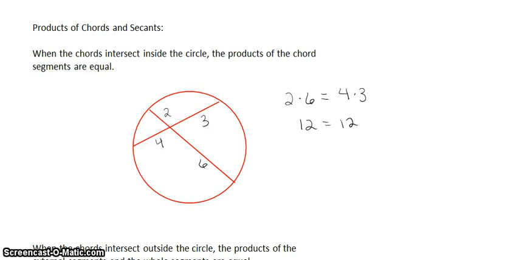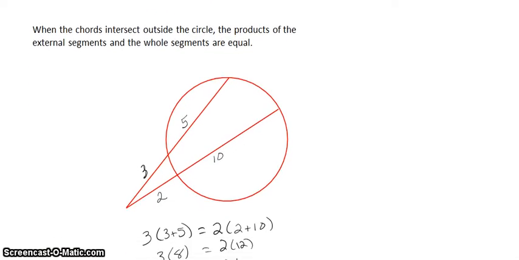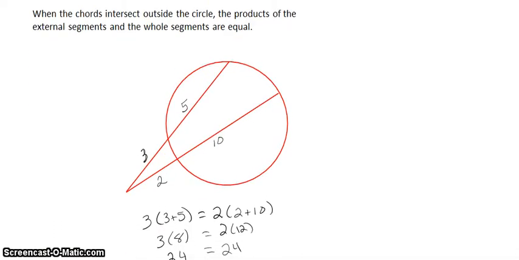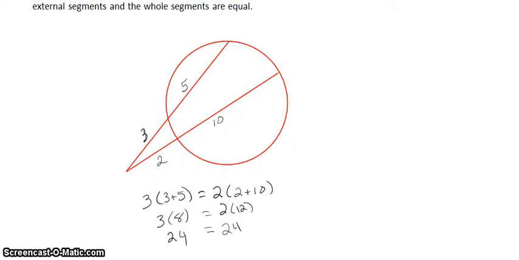Now looking at the product of chords and secants. When the chords intersect inside the circle, the products of the chord segments are equal. So here, if I multiply 4 times 3, that equals the same thing as 2 times 6. So 12 equals 12, that works out. When the chords intersect outside the circle, the product of the external segments and the whole segments are equal. So I have 3 times (3 plus 5) would equal 2 times (2 plus 10). So 3 times 8 is 24, and 2 times 12 equals 24.